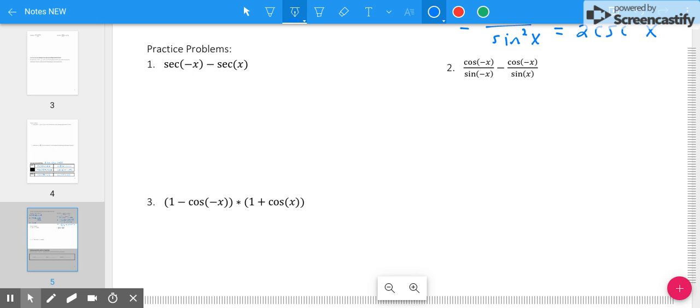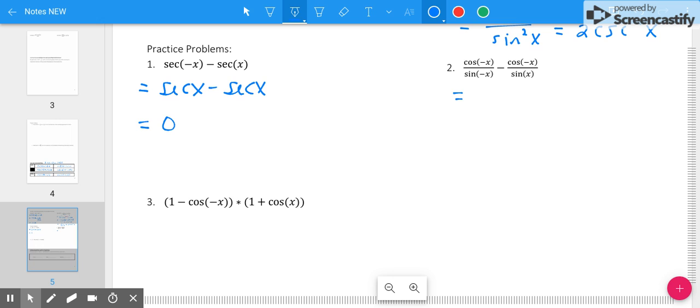So for problem 1, first, again, identifying even versus odd. So with secant, it is the reciprocal of cosine, which is even. So in this case, this first negative x goes poof. So we literally have secant x minus secant x. This one simplifies to just 0.